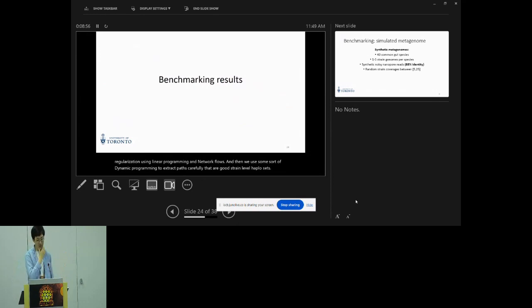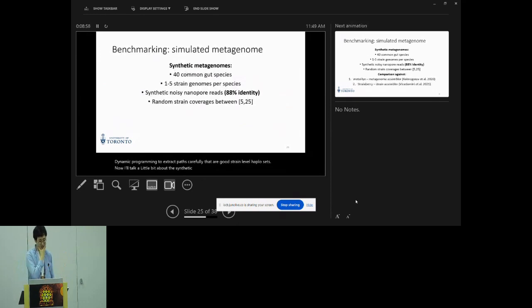Now I'll talk a little bit about synthetic benchmarking. So we simulated a metagenome here with 40 common gut species. We took 1 to 5 strain genomes per species, like real strain genomes, and we simulated really, really noisy nanopore reads because we wanted to see how low can we go as far as sequence identity goes.